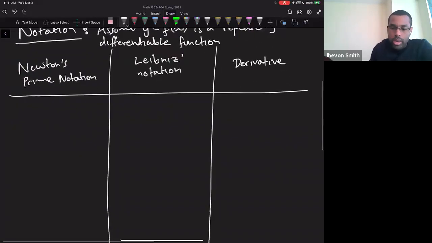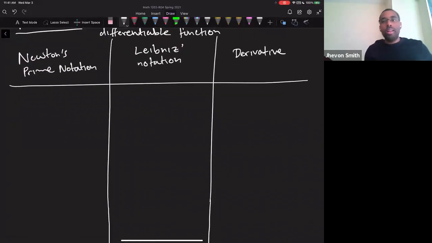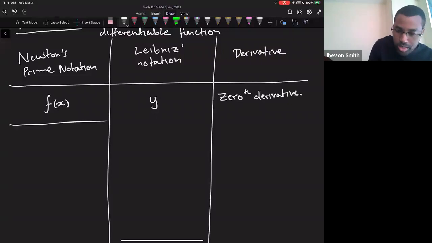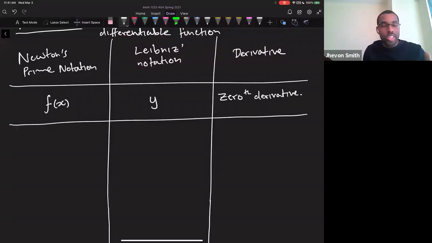Okay, so how do we denote this? Well, let's talk about the notation. First, let's talk about just the function, which we might call y. This is actually called the original function. It's called the zeroth derivative. That's just the original function, no big deal. So our original function, we think of it as the zeroth derivative. This is the function where I've taken no derivatives at this point.